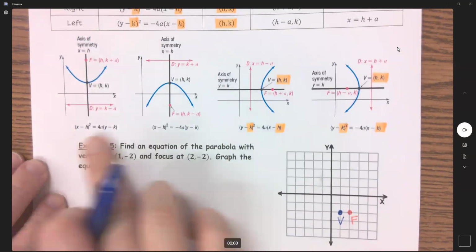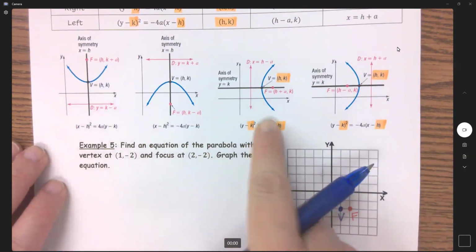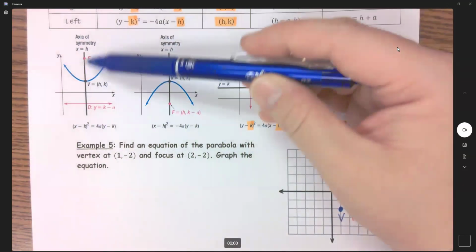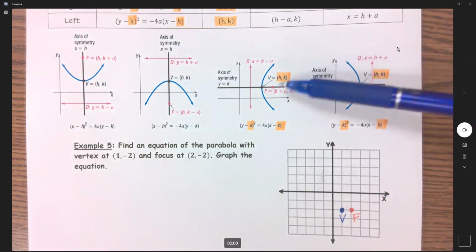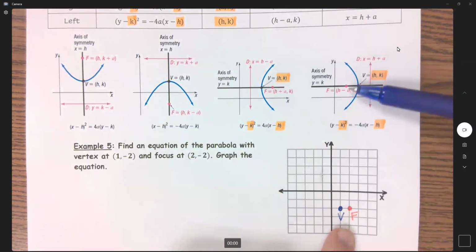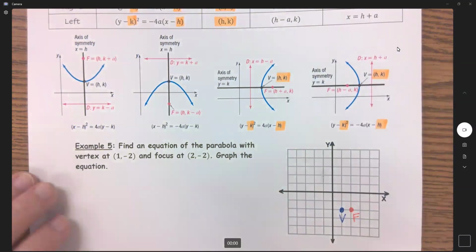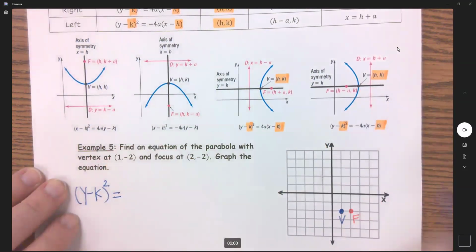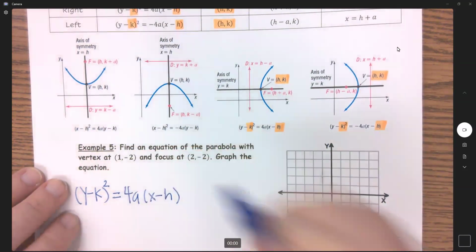So first, which formula am I using? Is this opening up, down, left, or right? Look at the relationship between the vertex and the focus. Here, the focus is on top of the vertex, so that's not it. Here, the focus is below, so that's not it either. Here, the focus is to the right of the vertex. Hey, that's what we have here, because over here, the focus is to the left of the vertex. So we're talking about this one here. So I'm going to write this formula right here.